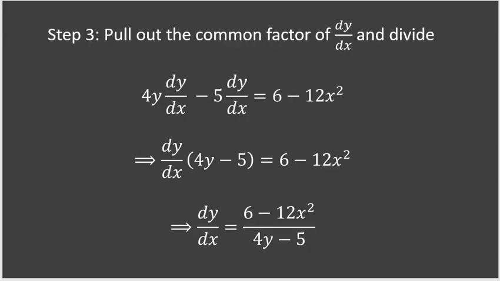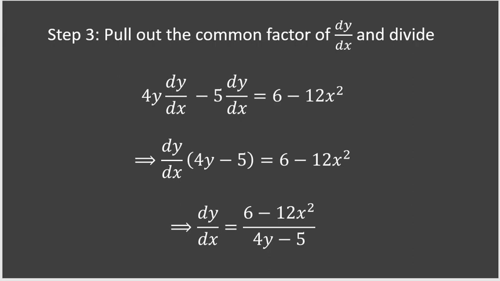Last step, you're going to pull out the common factor of dy over dx on whichever side you have those terms. It does not matter which side you move things to, it's still going to get you to the same answer in the end. Once you pull out that common factor, you are then going to divide both sides to get dy over dx all by itself.